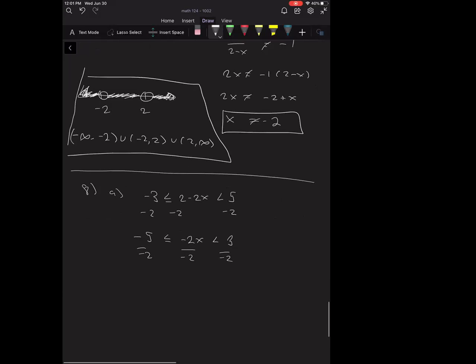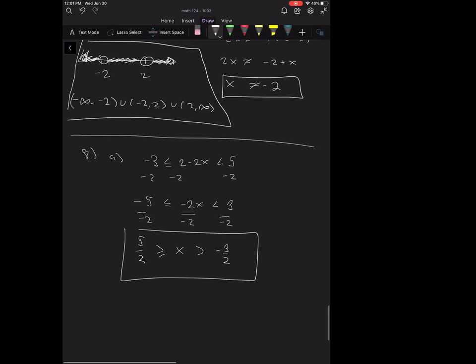So on the left-hand side, we'll have 5 over 2. This sign is going to change because we divided by a negative. This sign changes again because we divided by a negative, and then minus 3 over 2. So this will be the answer for this one. And if we wanted interval notation, this is going to be minus 3 halves all the way up to 5 over 2.